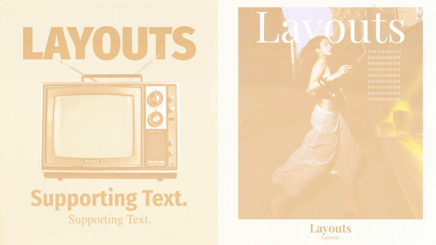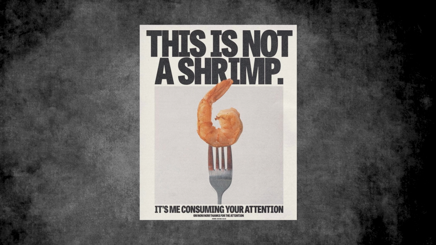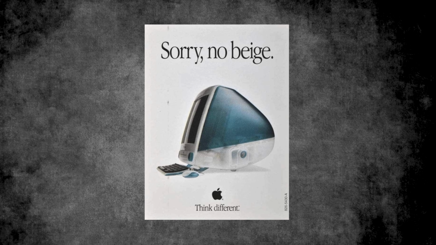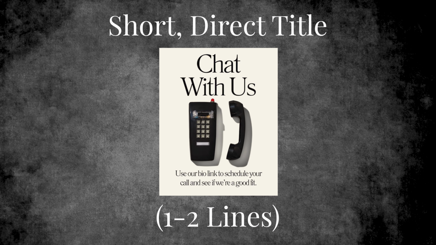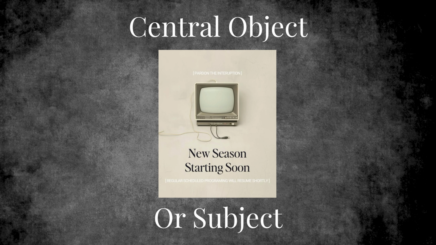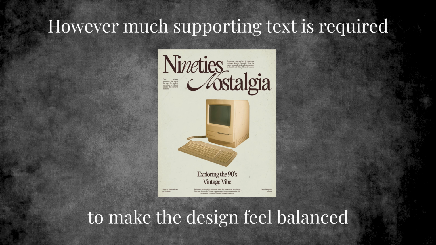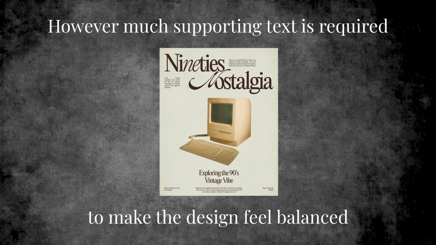And of course, I'll show you examples of these with each point so you can grab templates and fonts and try it out yourself. So let's get into it. Number 1, layouts. Simple, minimalist, but they pack a very aesthetically pleasing punch, most of that magic being done from the typography. Usually, and just usually, you've got 3 main ingredients: a short, direct title, 1 or 2 lines, a central object or subject, and however much supporting text is just required to make the total design feel balanced out.